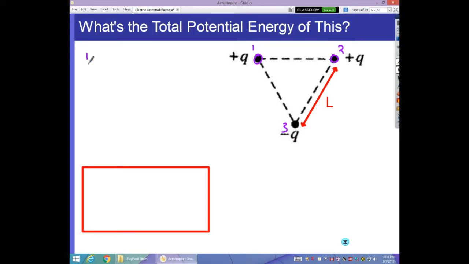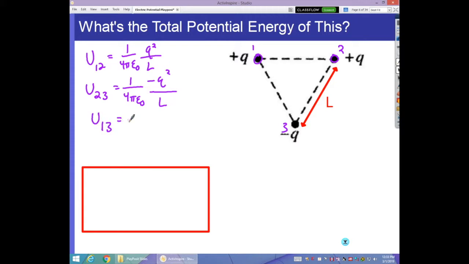So the potential energy associated with 1 and 2 is just going to be 1 over 4 pi epsilon 0 times, well, they're both Q, so we end up with Q squared all over L. And remember, it's not over L squared, it's just over L. It's also important to note that the potential energy associated with 2 and 3 is going to be 1 over 4 pi epsilon 0 times negative Q squared, because it's going to be plus Q times negative Q, all over L. And the energy associated with 1 and 3 is actually just the same as this.